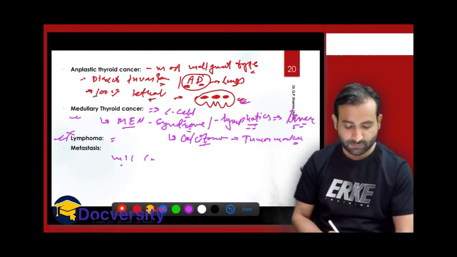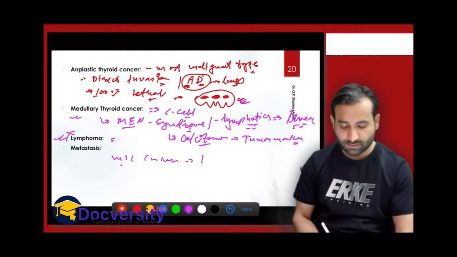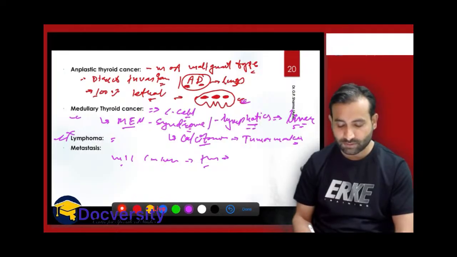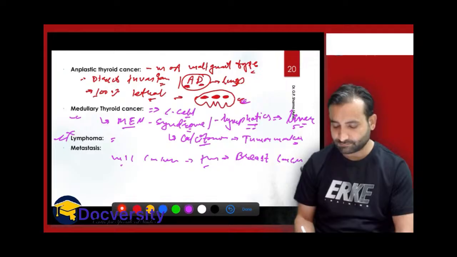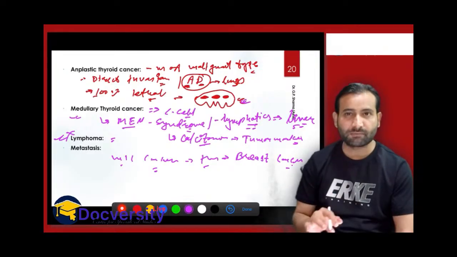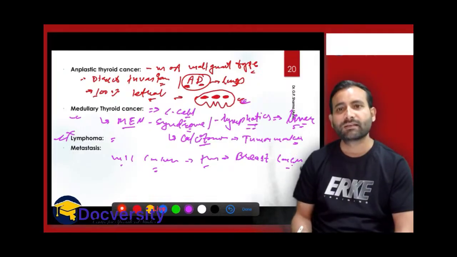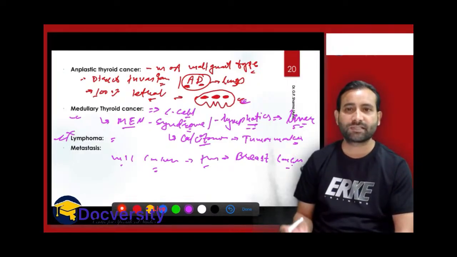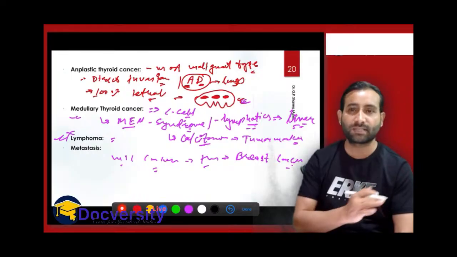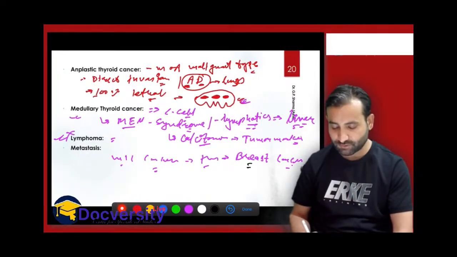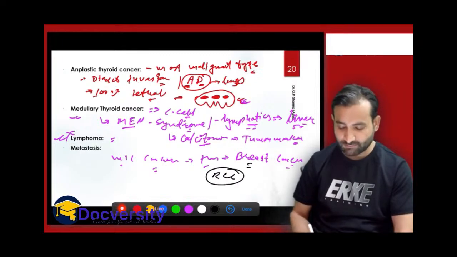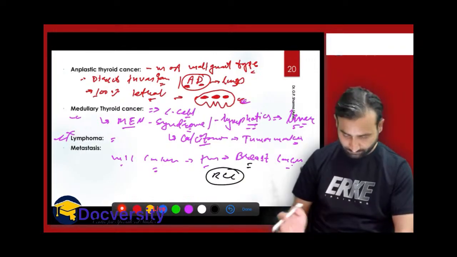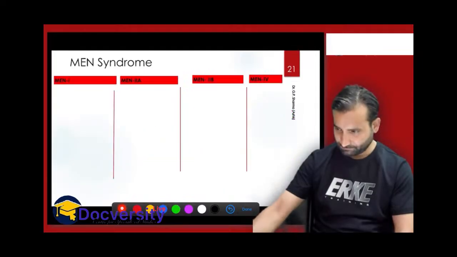And metastasis, you can see over here, the most common cancer which metastasizes to the thyroid gland, right? This is the breast cancer. That means the most common secondaries to the thyroid gland are from the breast cancer. So remember, this is a question in the exam, right? And recently, they have added renal cell carcinoma. I don't know how they will ask you the question.